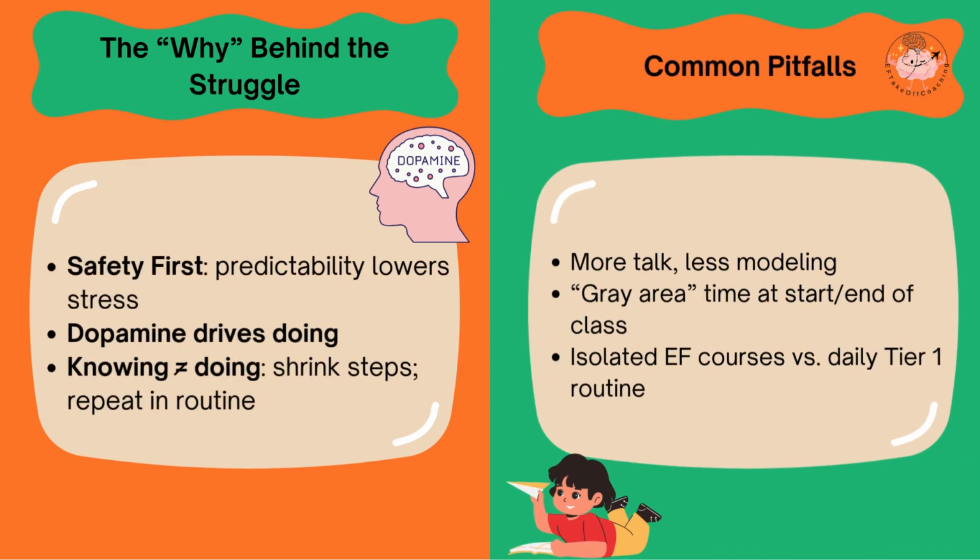So why are students having such a struggle with executive functions? Well, first of all, we need to think about safety first. If you think about Maslow's hierarchy of needs, right? Safety is on the bottom. It's one of the first needs that we have. So if we don't feel safe in the classroom, if the classroom environment isn't predictable to us and it causes stress and anxiety, then it's going to be very hard to learn.